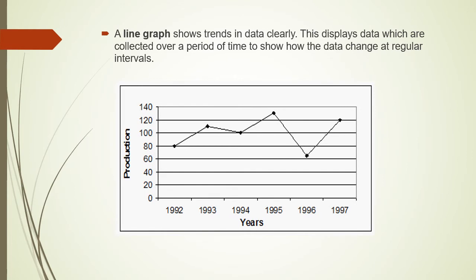A line graph shows trends in data clearly. This displays data which are collected over a period of time to show how data change at regular intervals. As you can see below the line graph, it is categorized into years.